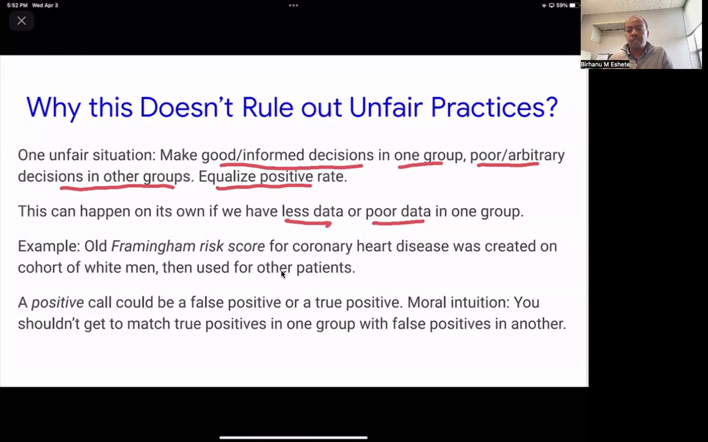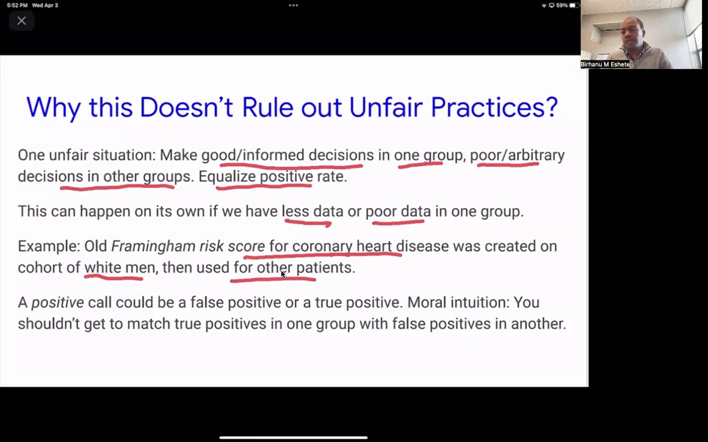And this is true. This has been observed in the past in medical data sets. For example, the old Framingham risk score, a well-known risk score for coronary heart disease, was created on a cohort of white men only in the old days. And then it was used to predict heart disease probability for other patients, females and other races as well. So the idea is, how do we solve these kinds of issues?